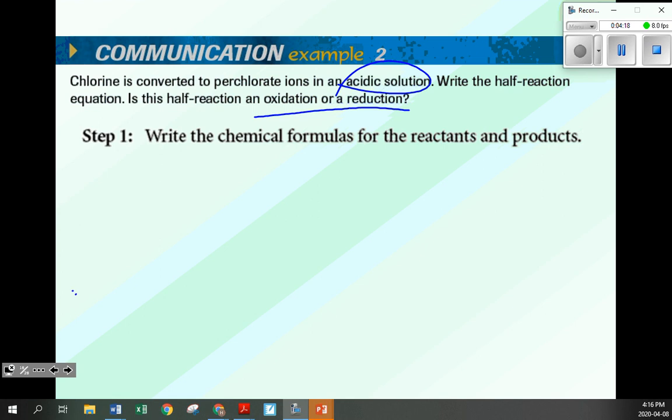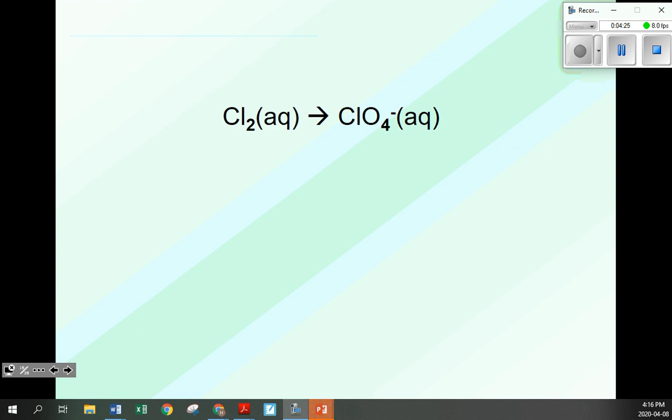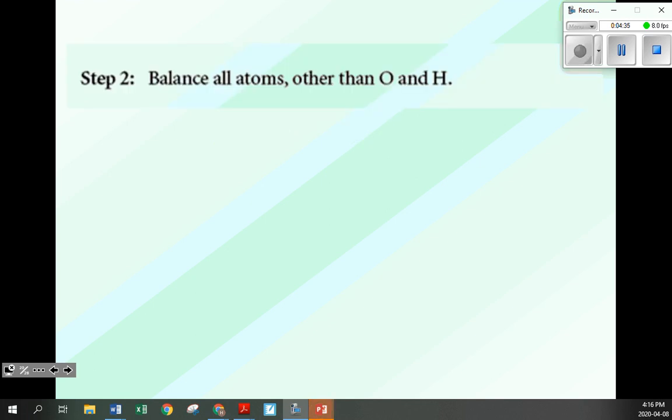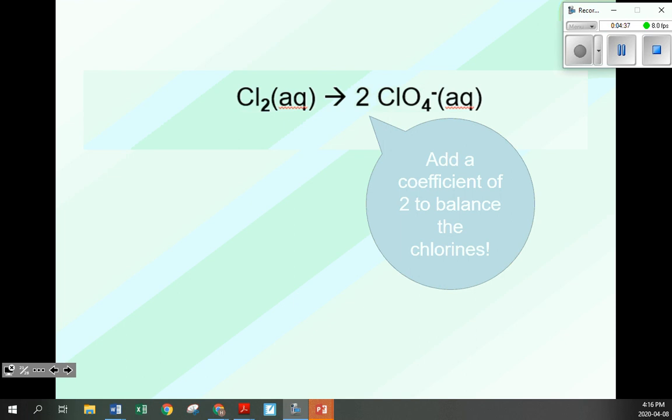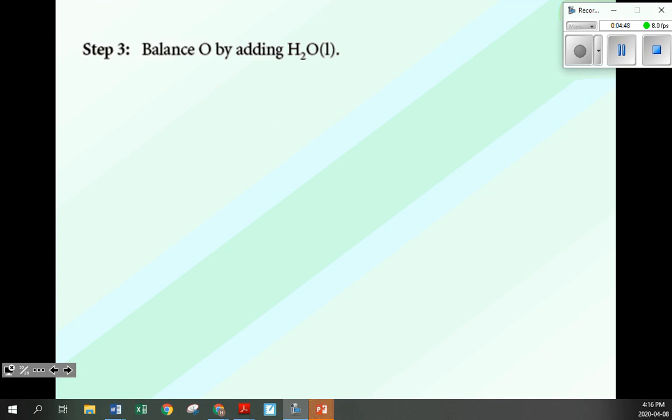So step number 1, we are going to write our equation. So there's our equation. Now take a look over here. Interesting. There's 2 chlorines and 1 chlorine over here. That's going to tell us to do something. So balance all atoms other than oxygen and hydrogen. So here we go. This is the only time you're going to add a coefficient. You're going to make sure that the chlorines are balanced. 2 here, 2 here, good to go. Next step, balance oxygens by adding water in the liquid form.